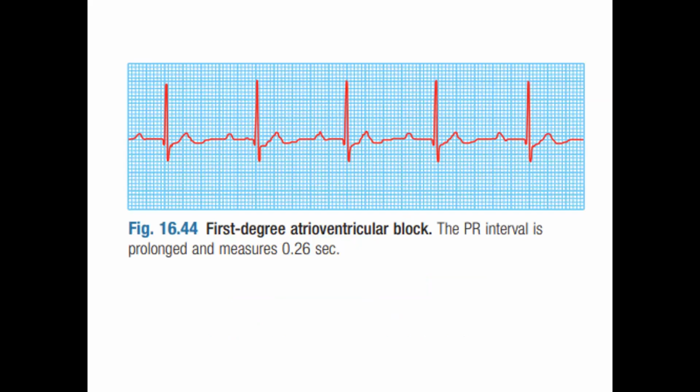Next we are going to another important thing regarding arrhythmia: first degree heart block. In first degree heart block, the only thing we can see is that the PR interval is prolonged. This is the P wave, this is R, so this is the PR interval. It is prolonged and measures 0.26 seconds. So the only thing we can see in first degree atrioventricular block, or first degree AV block, is a prolonged PR interval.